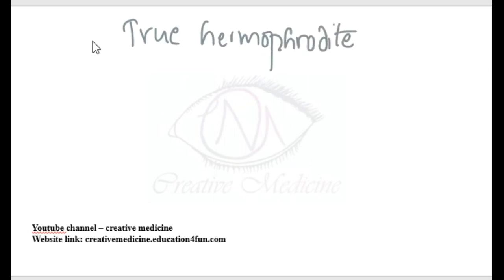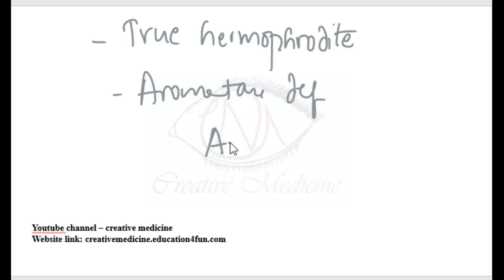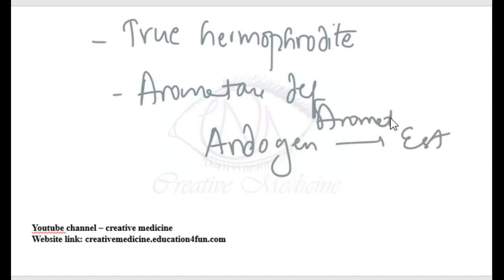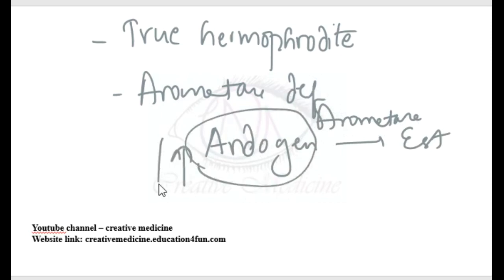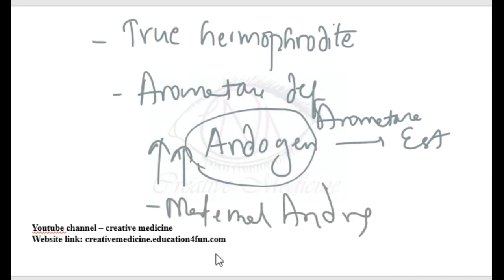Third, aromatase deficiency. Androgen gets converted to estrogen in the presence of aromatase. If there is aromatase deficiency, then obviously there is abnormal sexual development. Fourth, maternal androgen drug excess. Fifth, pregnancy luteoma, that is excess maternal androgen production.